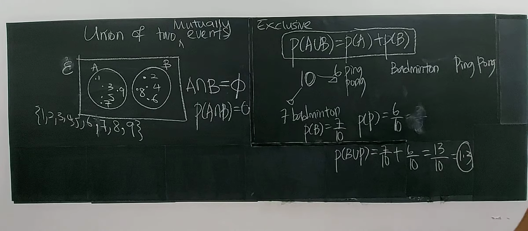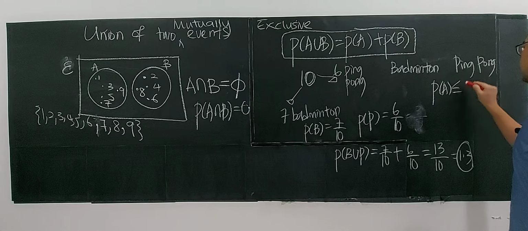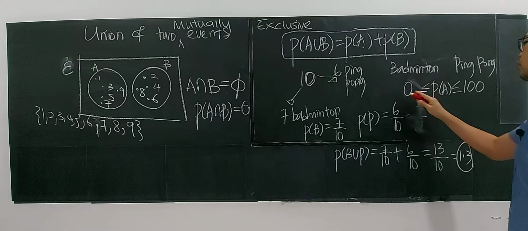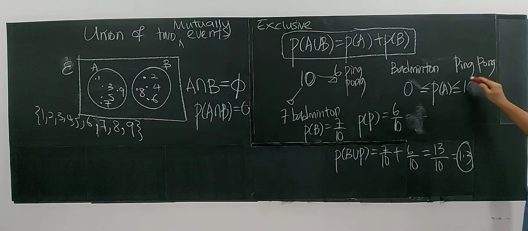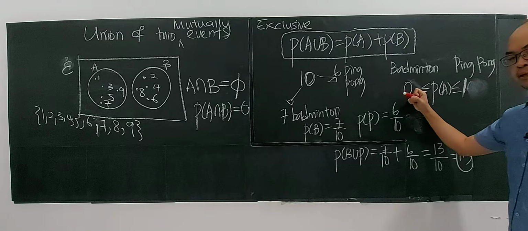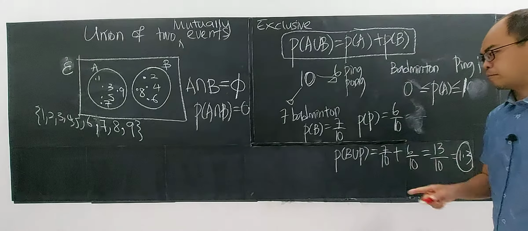How can a probability take the value of 1.3? A probability cannot take the value of 1.3, because a probability is between certain to occur and impossible to occur. It's in between the values of 0 up to 1, and you can include both 1 and 0. But it's not 1.3. So something went wrong here.